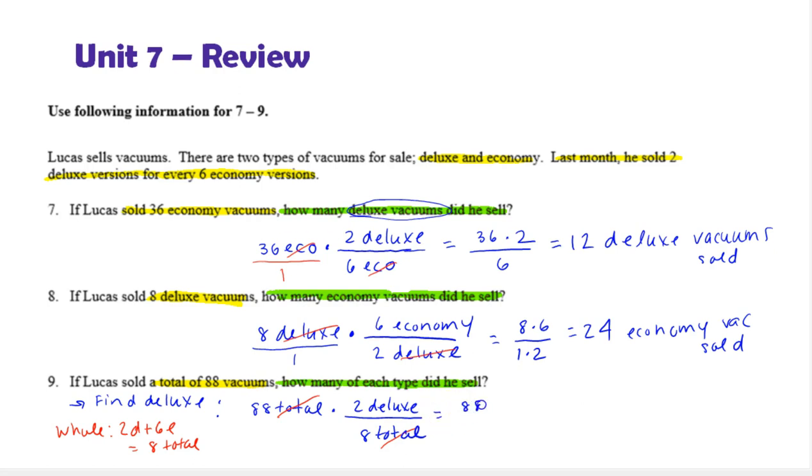This is 88 times 2 over 8. Let's just simplify here, or you could do it on your calculator, but 8 divided by 8 is 1, 88 divided by 8 is 11, and we get a total of 11 times 2, or 22 deluxe vacuums.